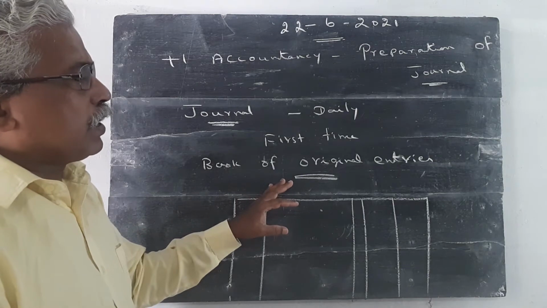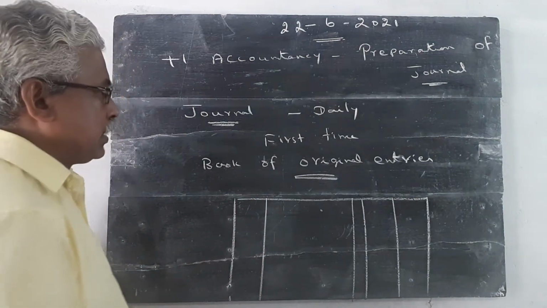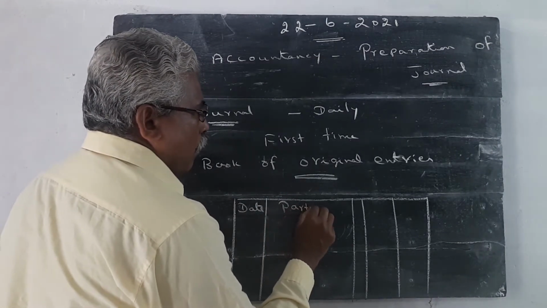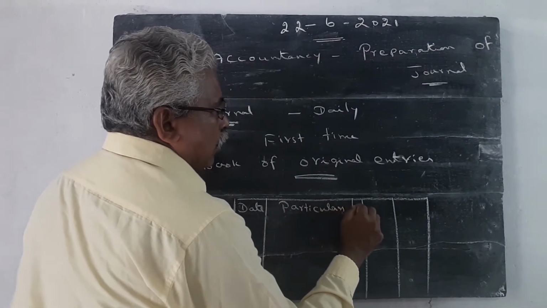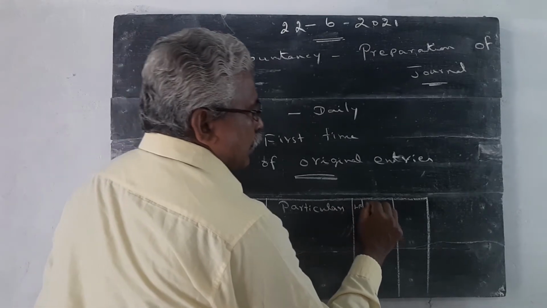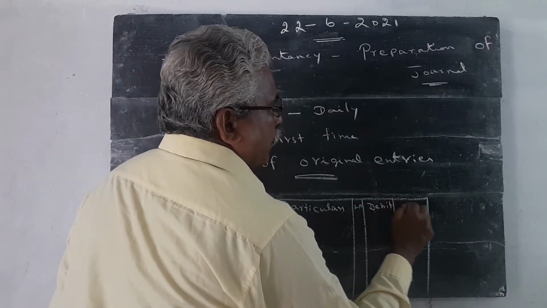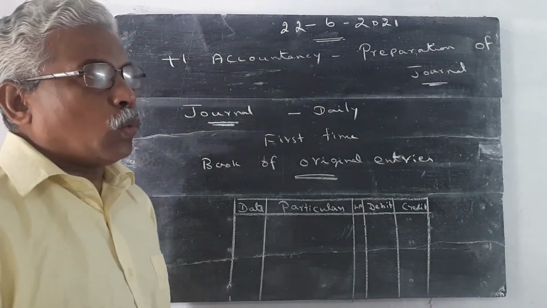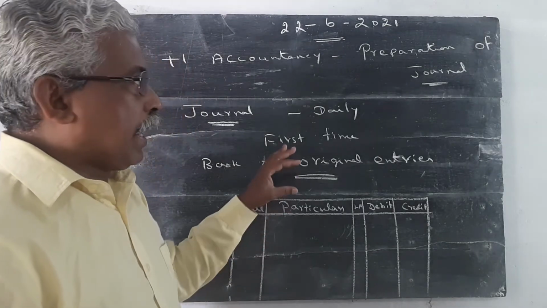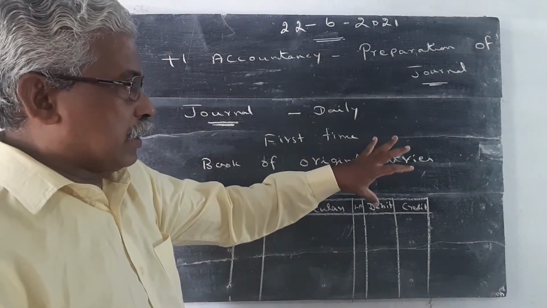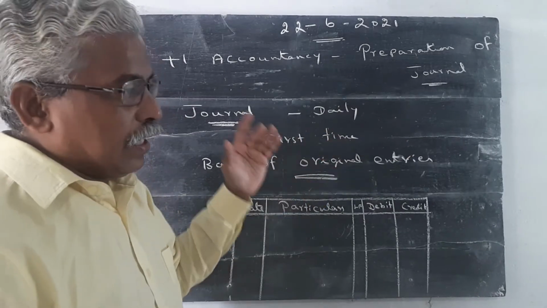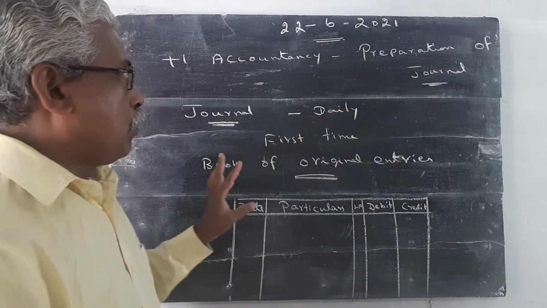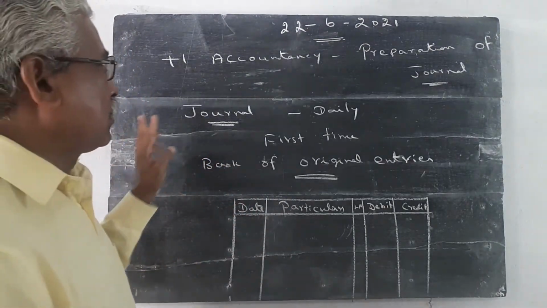This is the format for journal. The first column is the date column, the second column is the particulars column, the third column is ledger folio, this column is the debit column and this column is the credit column. So dear students, buy one accountancy notebook and study the journal. From the next class onwards, you will write the details in the accountancy notebook. Then please listen to the class.